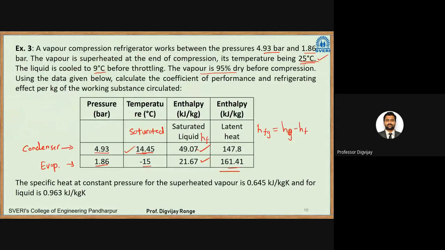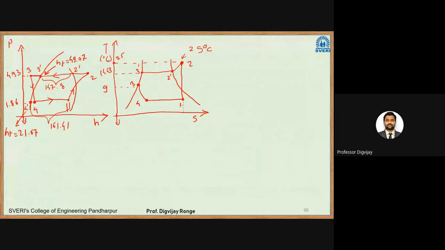So I hope I have drawn all these things. Again, point 1 is a wet liquid, and at this point the dryness fraction X is equal to 0.95. 95% means that will be 0.95. The dryness fraction is given as 0.95. So I have written all the data above, and now our objective is to calculate COP.